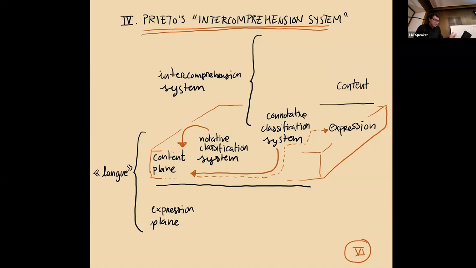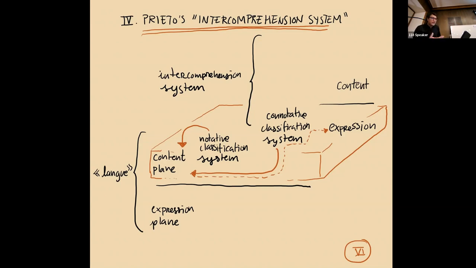This connotative classification system, which classifies the substance of content in a natural language, must derive its pertinence from another plane. So it must belong to another sign system. And the other sign system is precisely the intercomprehension system. That is what Prieto is saying. And in the intercomprehension system, the connotative classification system actually establishes an expression plane. So the plane of content of a given language is regarded as the plane of expression of the given language's intercomprehension system. The same plane has both functions: it is content in the language, and then it is expression in the intercomprehension system.